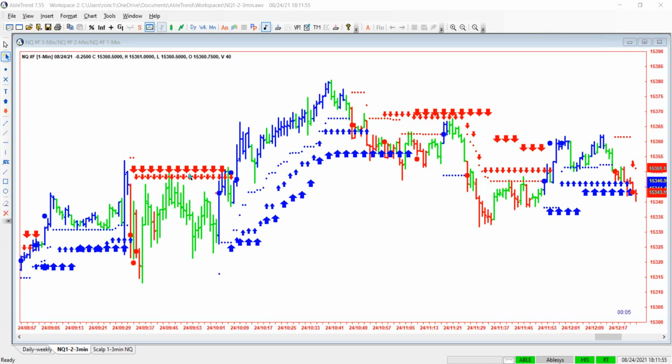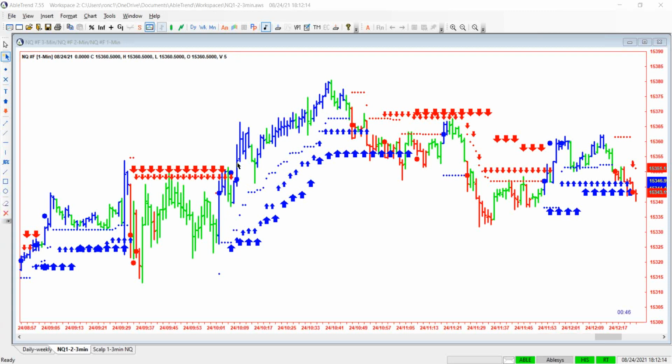See, red, red, red, red, red, blue. Now you've got my attention. 1 minute buy signal, the dot. 2 minute buy signal, the small arrow. 3 minute buy signal, the big arrow. Wow, triple confirmation. That means we've got a mountain of odds stacked in our favor. That's a very low risk trade.